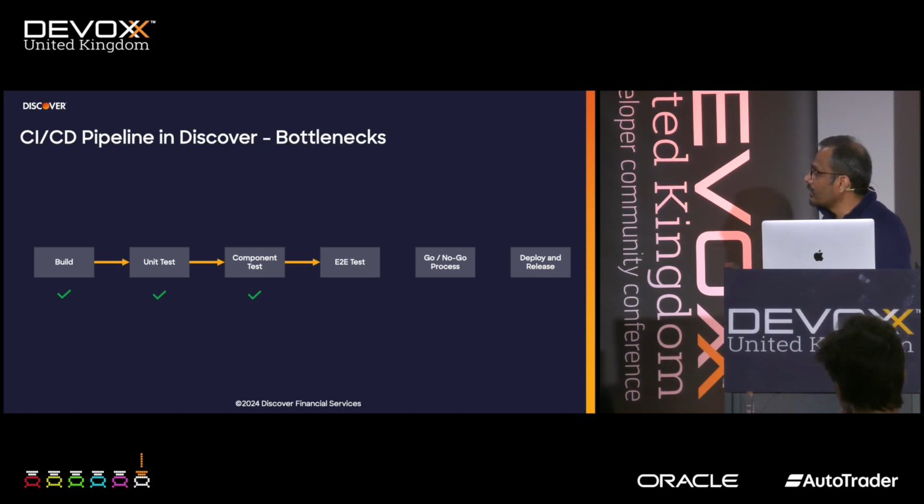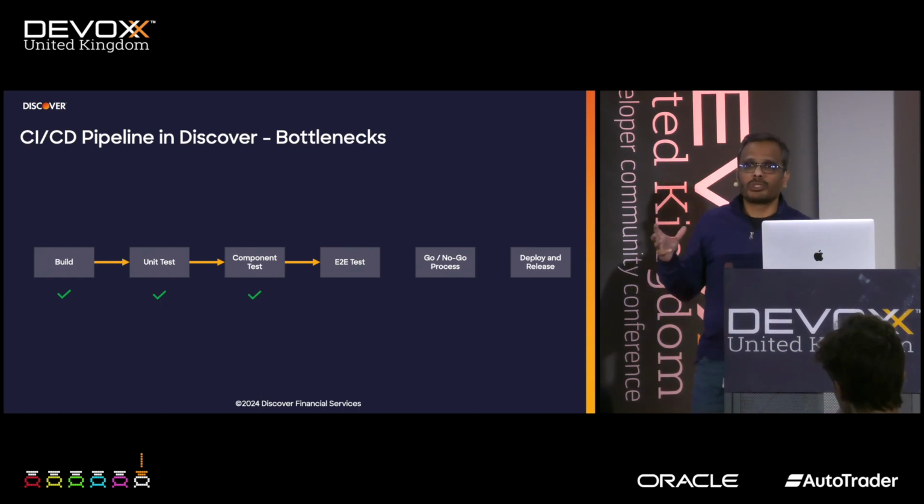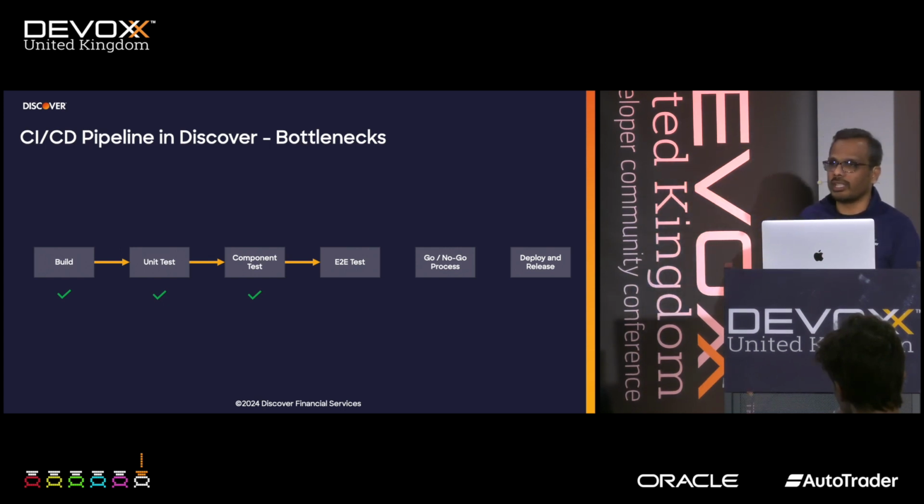Then we get into end-to-end testing. This is where we need dedicated test environments, and a lot of coordination between different teams to make sure all the components, and the right versions of the components, are deployed in the environment. This is where things slow down drastically for us.